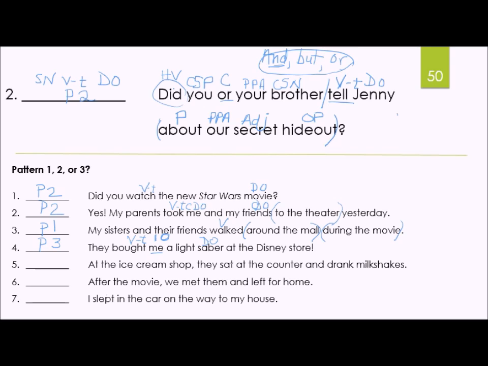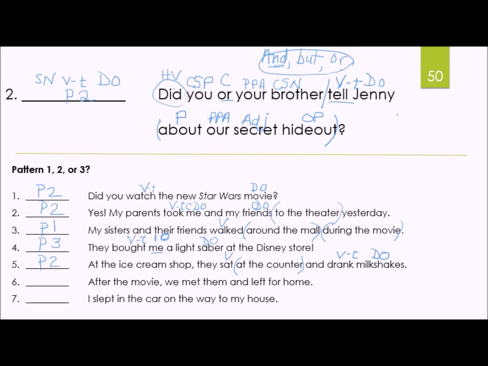At the ice cream shop, they sat at the counter and drank milkshakes. All right, what are the verbs in this sentence? What action is happening? What's being said about they? They sat at the counter. Well, that's a prepositional phrase. So sat what? No answer. What about this one? Drank. Drank what? They drank milkshakes. You got a direct object. Yay! So that's a VT. So we've kind of come back over here. Pattern 2. There's no indirect object.